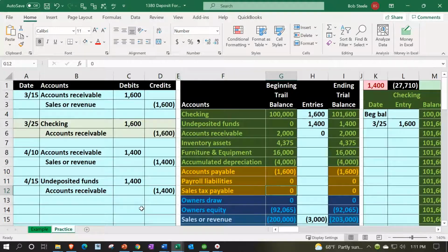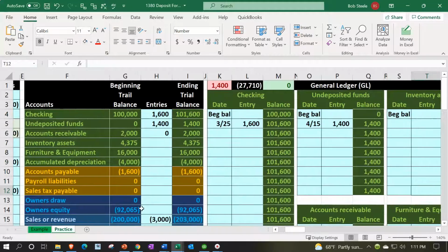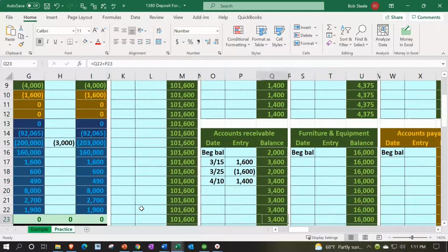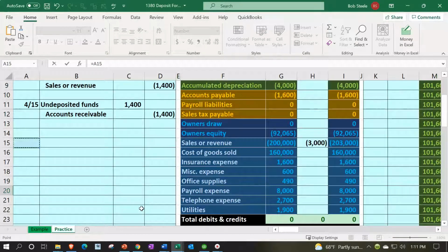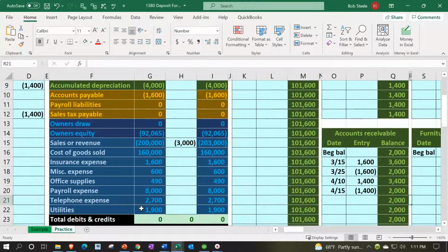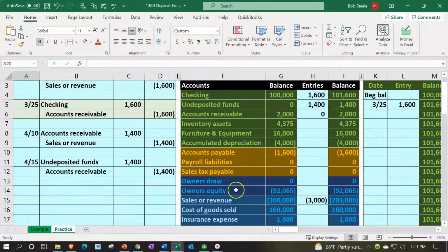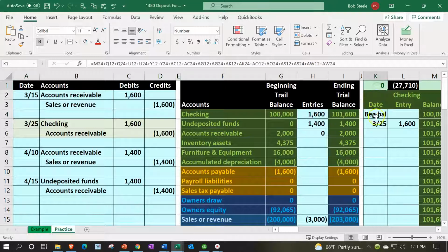Accounts receivable then is the third account now. Accounts receivable, third account, is going to be 4/15. And then we're going to say in P20, this equals left to the wall. Boom. And then we're going up to that 1,400. So that brings us back to that 2,000. So that looks good. And then we're back in balance up top. 2,000's matching the accounts receivable.